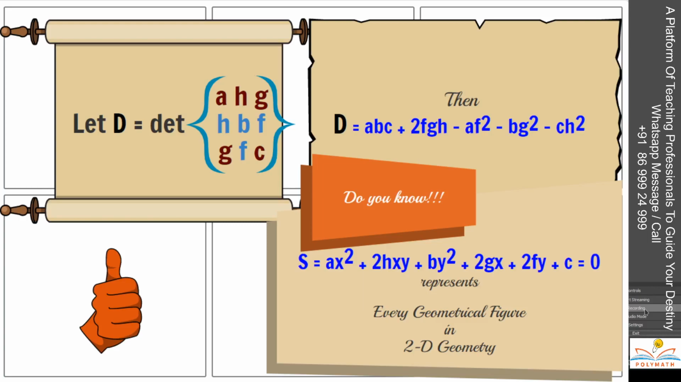But before that, understand the substitution: h is half of the coefficient of xy, g is half of the coefficient of x, f is half of the coefficient of y. Let us see that.